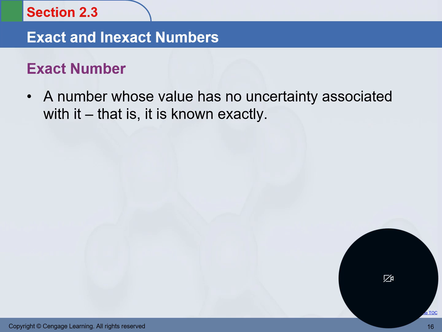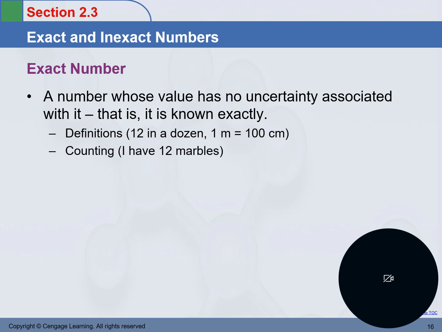In scientific work, numbers are grouped into 2 categories: exact numbers and inexact numbers. An exact number is a number whose value has no uncertainty associated with it. That is, it's known exactly. So when you get a dozen eggs, you know that there are 12 of them. There are many examples like that. Counting marbles. Simple fractions are another example of exact numbers.